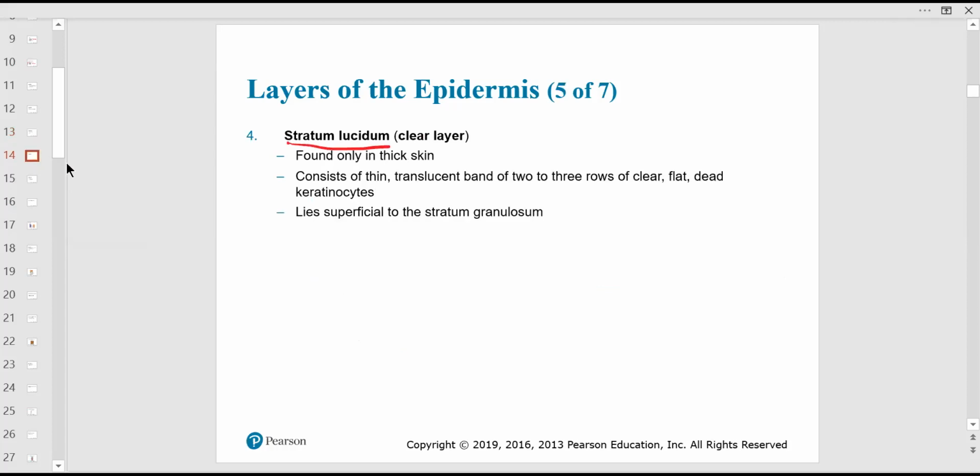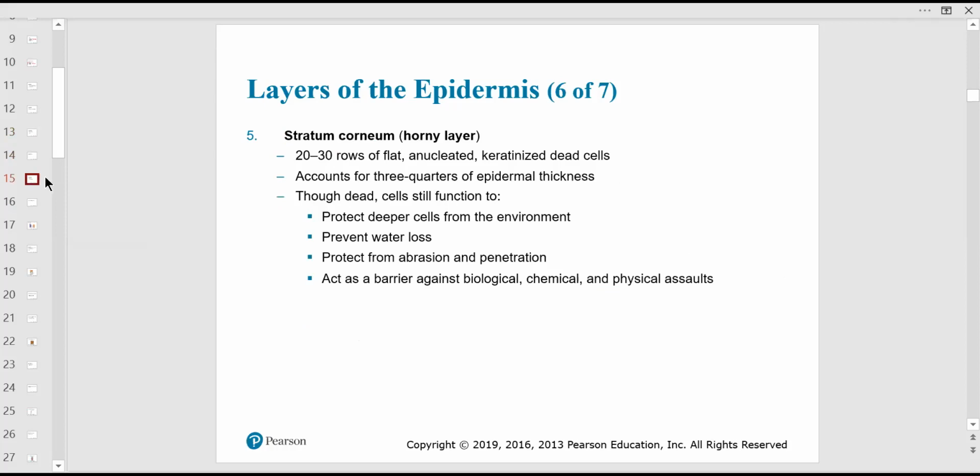Stratum lucidum, translucent, which is transparent. So that's only in the soles of the feet and the palms of the hand, right? Dead cells too, keratinocytes, between the stratum corneum and the stratum granulosum. And you'll see pictures of that soon. This is the stratum corneum, horny layer like horns of a cow, I guess. And the dead cells, this is all dead. It kind of looks wiry sometimes. It depends on how bad the histology was destroyed when it was put onto a microscope slide.